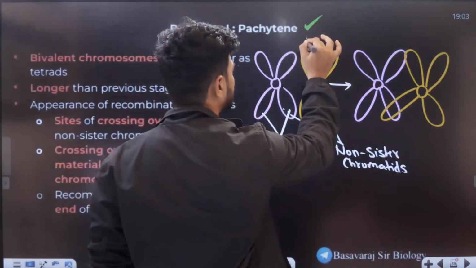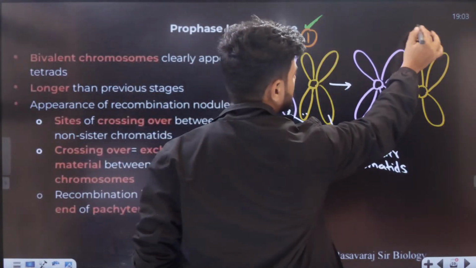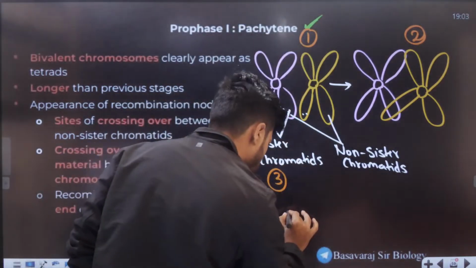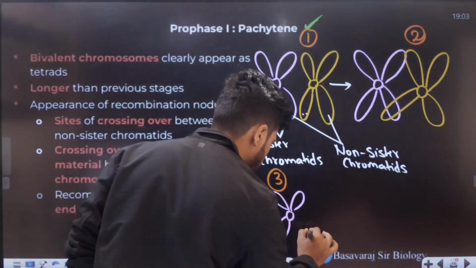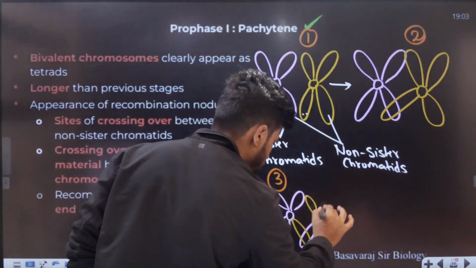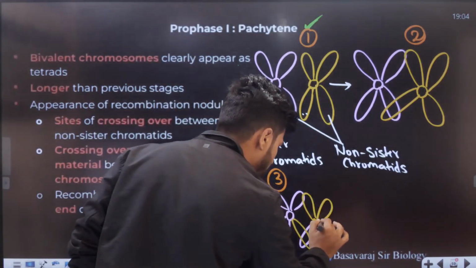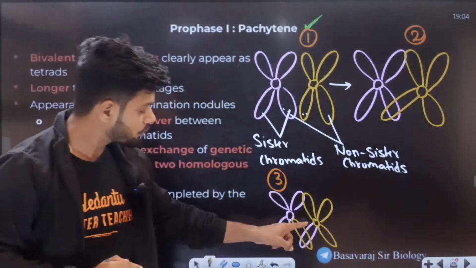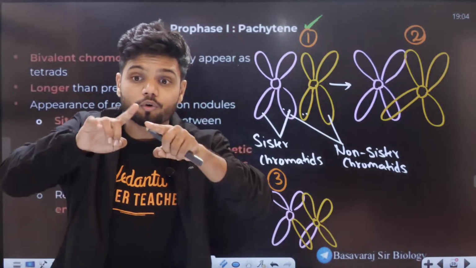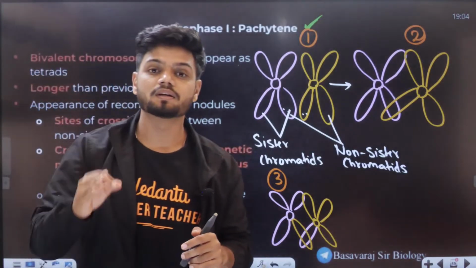I'll write right here. 1, 2, third diagram. Can all of you notice what exactly is happening in the third diagram? This chromatid which is here has gone this side and this has come this side. There is a complete exchange of chromatid happening here. The pink has gone this side and the yellow has come this side. That right here is called crossing over.